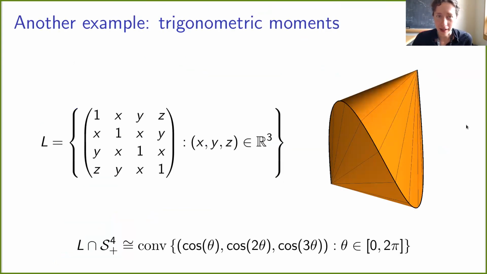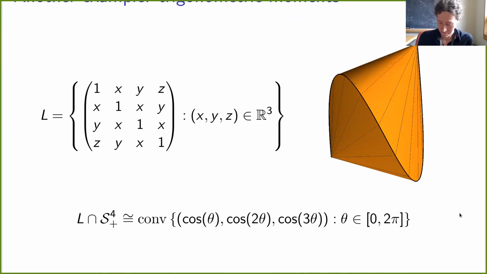One of my other favorite examples that I thought people might appreciate: you can do the same thing with trigonometric moments. You can take the convex hull of points of the form cosine theta, cosine 2 theta, cosine 3 theta. And this is also a spectrahedron written using Toeplitz matrices. The convex hull of this little curve segment is equal to the set of x, y, z in R3 that make this matrix positive semidefinite. If none of the rest of the talk makes sense, you can try and figure out why that's true. And you get interesting convex bodies.